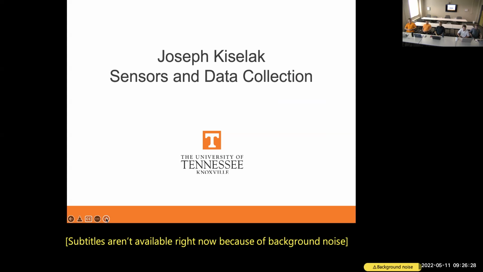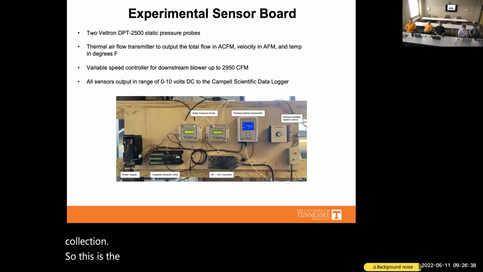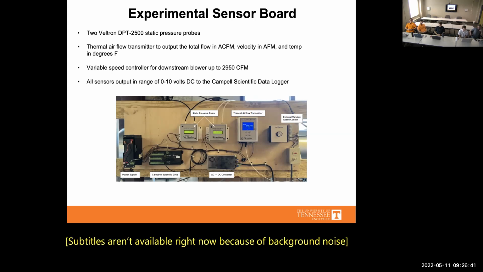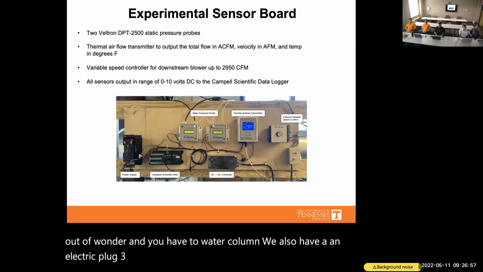My name is Joseph Gislak, and I'll be talking about sensors and data collection from our experiment. So this is the instrumentation we use to collect data from our system. We equipped our sensor board with 2 Beltron DPT 2500 static pressure probes to measure static pressure across the system, but mainly our blender, in units of inches water column. We also had an ElectroFlow G5 thermal airflow transmitter to output the total flow in cubic feet of air per minute, the velocity in feet per minute, and the temperature in degrees Fahrenheit.